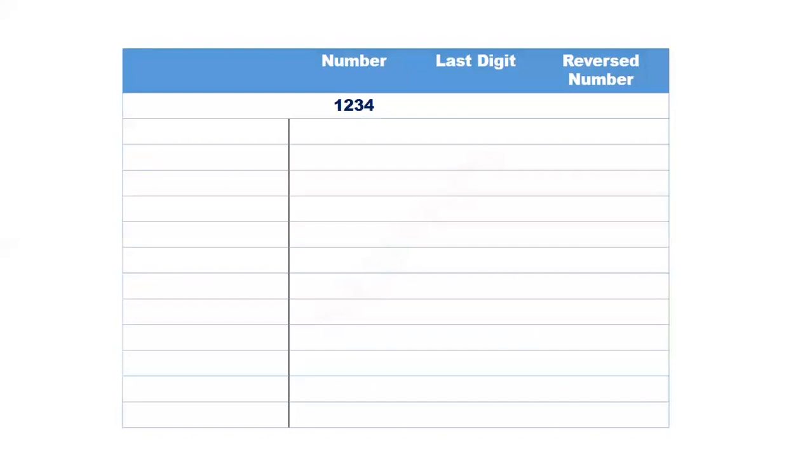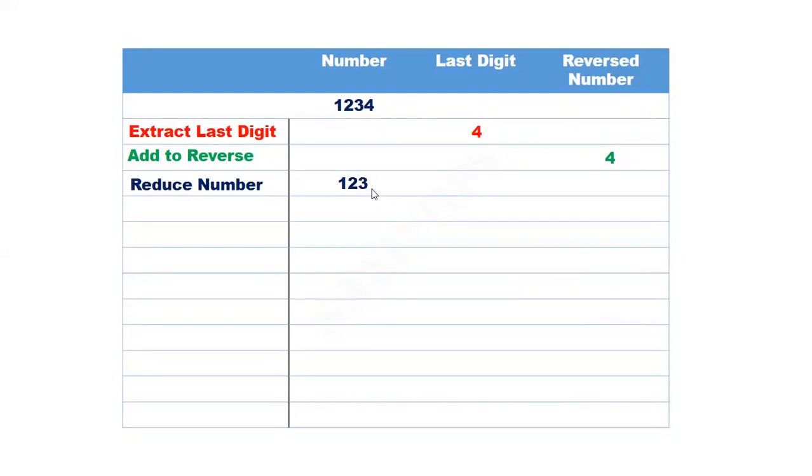Assume that our number is 1234. First, you have to extract the last digit. Here it is 4. Then reverse the number. Since the number has only one digit, the number itself is the reverse number. So the reverse number is 4 here. Now this 4 is no longer required in this number, so we can eliminate 4 and reduce the number. So the reduced number is 123.